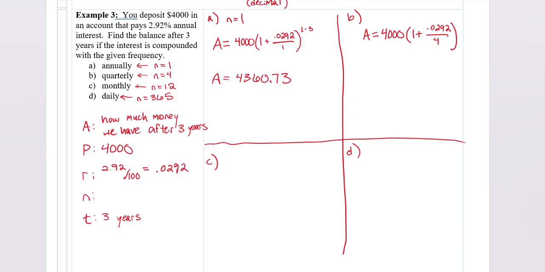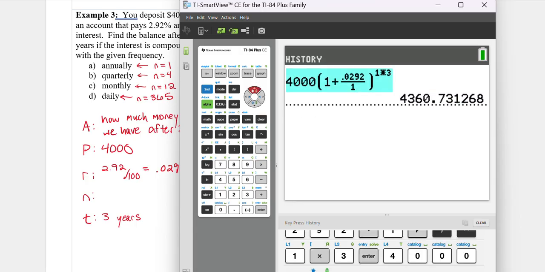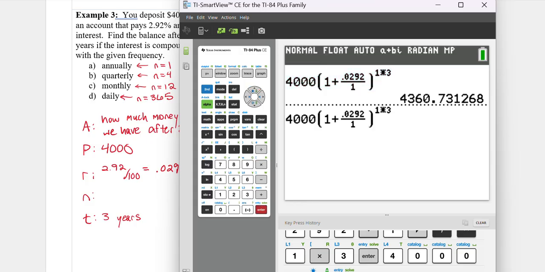Since this is quarterly, n is now 4. I can just highlight that, press enter, and then I'll go in and change all my 1s to 4s, make it a little bit quicker. So there we go, there's a formula, let's press enter.